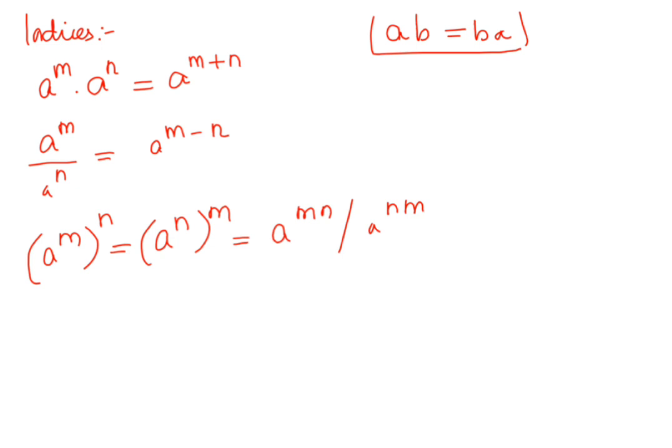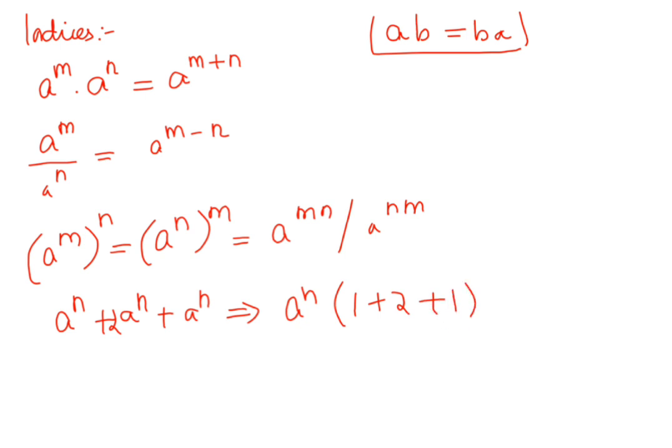And if you have something of this format, a raised to n plus a raised to n plus a raised to n, in that case you cannot add the indices. You can just take a raised to n common, and whatever is left, like let's say it was 2n over here, so 1 plus 2 plus 1, eventually this comes out to be 4a raised to n. So I hope you are understanding how to use indices.